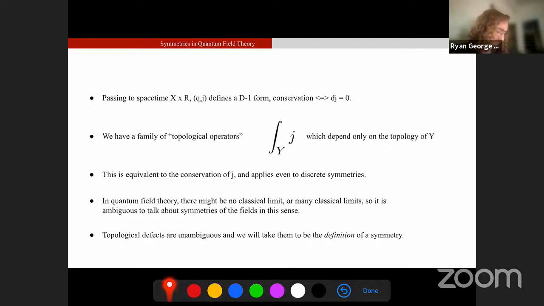And what this means is if we integrate j along any D minus one cycle Y, any closed hypersurface Y, this quantity only depends on the topology of Y, or more specifically, on the homology class of Y in space-time. So we call these topological operators. So they're extended objects that we can measure. And actually, the fact that this is topological is equivalent, if you think about Poincaré duality, to the conservation law. So now we've gone another step. We said having a symmetry is the same as having a conservation law. Now having a conservation law is the same as having a topological operator.